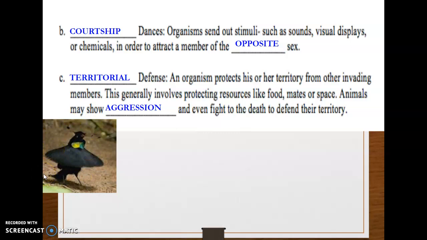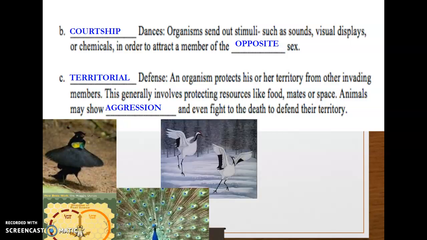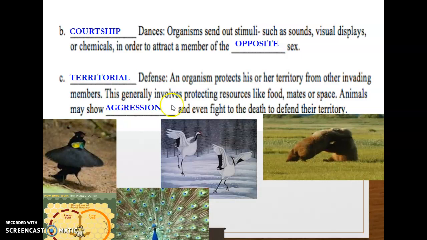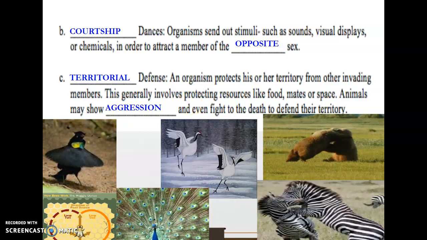Another way that organisms interact with other organisms of the same species is that they defend their territory. An organism is going to protect their territory from invading members. This generally involves protecting resources. You want to protect food, you want to protect your mate, you want to protect a space. And so in this case, animals are going to show aggression. They're going to fight to the death to defend their territory.